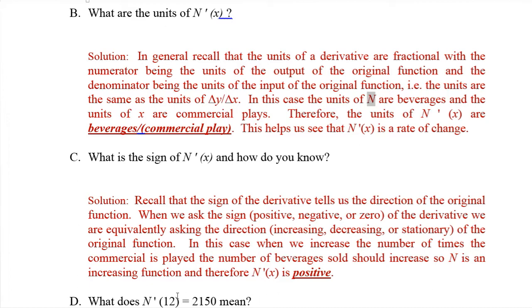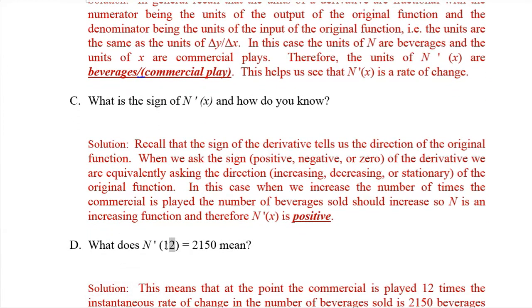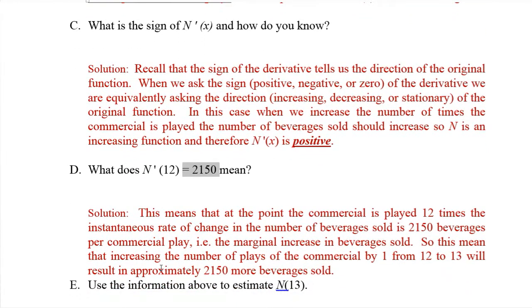Well, let's think about this a minute. This says that the derivative is at 12. So we're talking about the point where we're playing the commercial 12 times during the Super Bowl. That there are 2,150 is the rate of change. So it's an instantaneous rate of change. So that's approximately the marginal increase in the beverages sold.